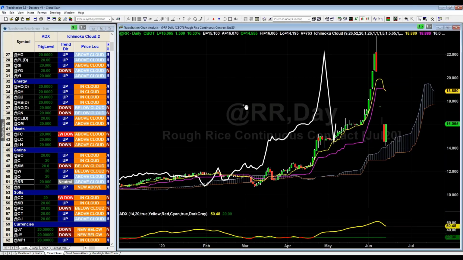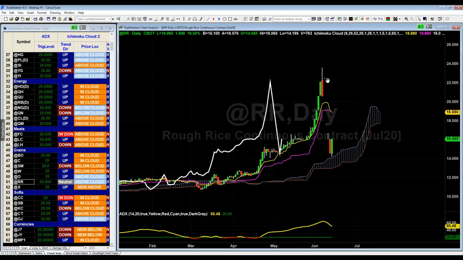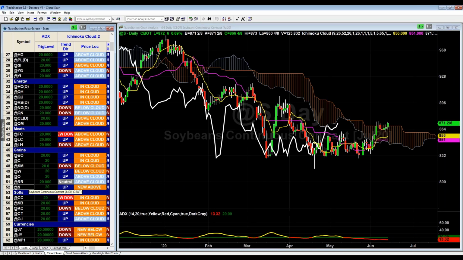Rough rice for the longest time here it was vertical, and then the contract rolled over, and now it tested the bottom of the cloud. I would give that a buy at $14. All right. What about soybeans here? Soybeans is a brand new fresh long. I would give soybeans a shot on the long side with a potential target of 896.